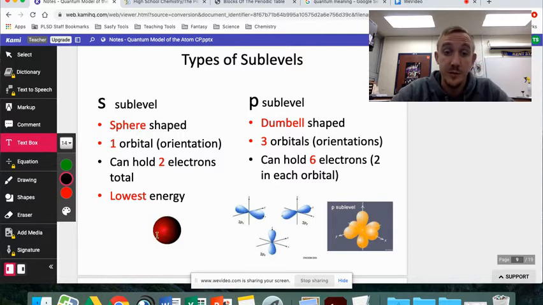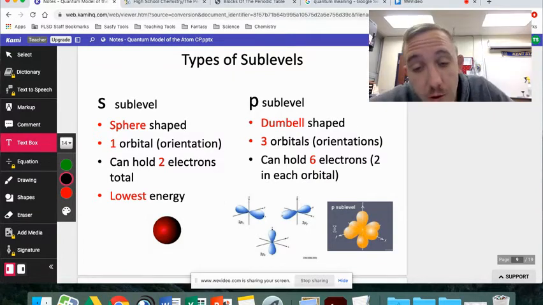Okay, so somewhere in this sphere, there are 2 electrons moving in a wave-like manner. It is the lowest energy. When we talk about the P sublevel, it's a dumbbell shape. There are 3 orbitals. So if you look, I've put 2 photos up here.